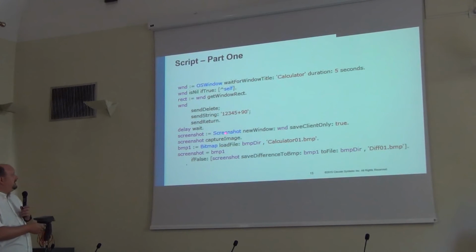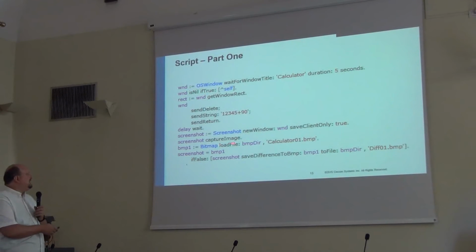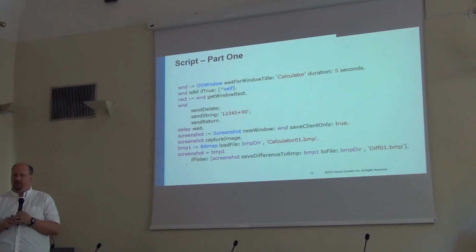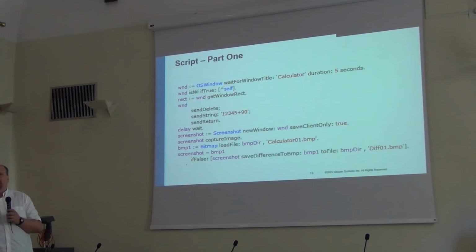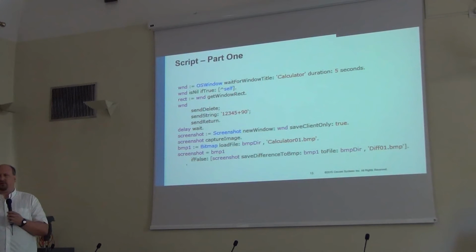Next thing is the screenshot of the new window, that's the window I just used. Save client only is true. Again, the problem with Dirk and his title bar. I capture the image, I load the comparison calculator bitmap file, and then this little line here compares those two bitmaps down to the very last bit. So I cannot use any JPEGs or any format that has any loss in the encoding and compression, of course. I need to compare it bit by bit, otherwise there is no point, right?